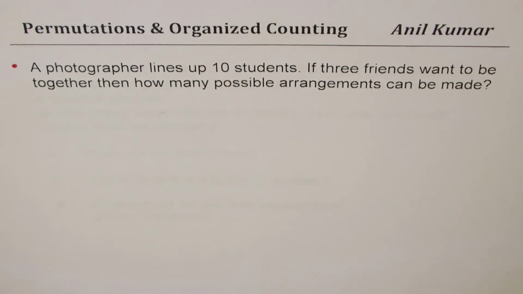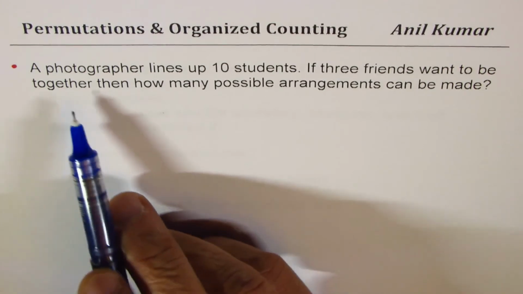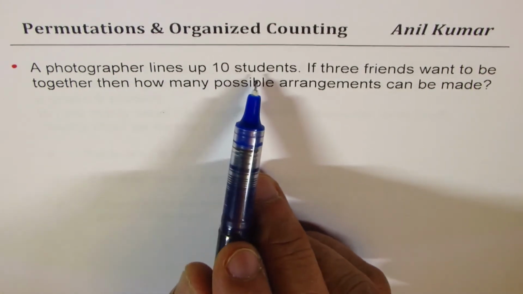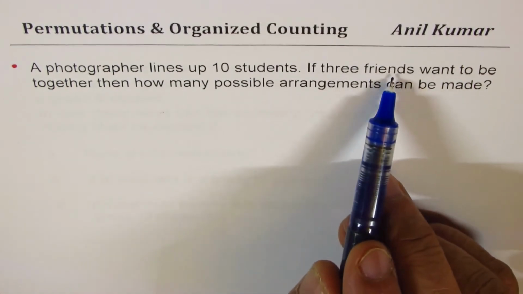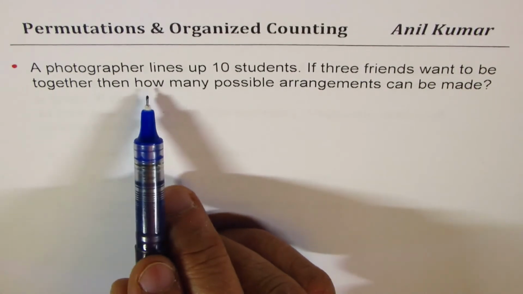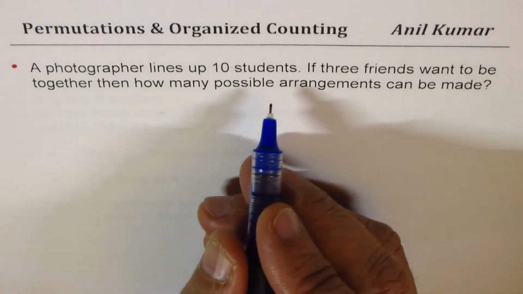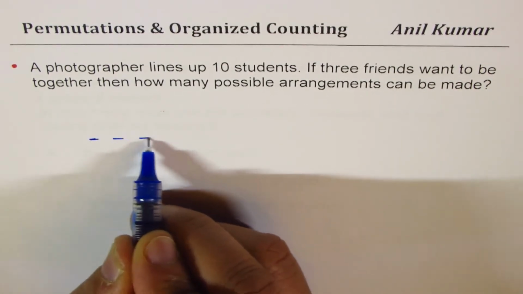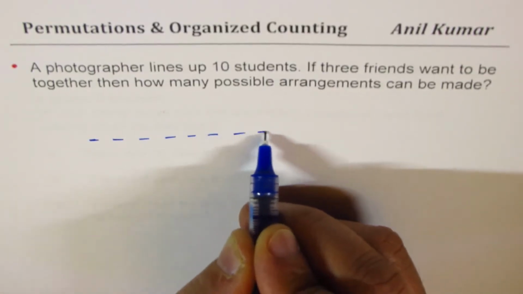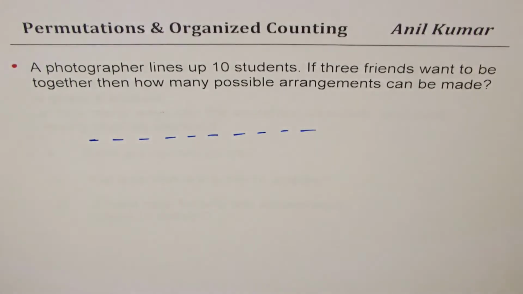Now we have another question which is related to similar lines. A photographer lines up 10 students. If 3 friends want to be together, then how many possible arrangements can be made? So this time we have 10 students: 1, 2, 3, 4, 5, 6, 7, 8, 9, and 10.